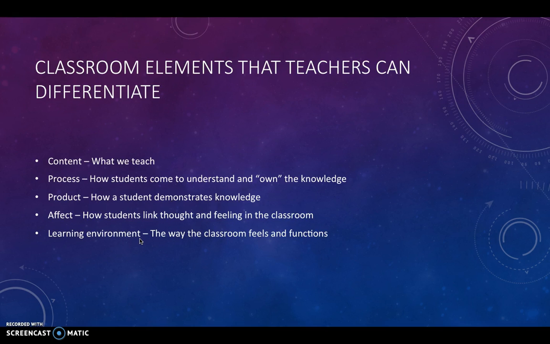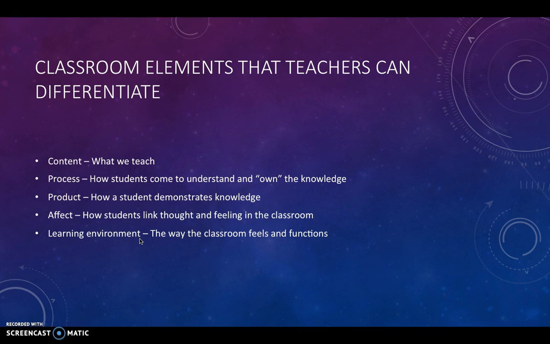But there are also classroom elements that teachers can differentiate in order to match a student's readiness, interest, or learning profile. So we can differentiate the content, or what we teach. We can differentiate the process, or how students come to understand and own the knowledge. We can differentiate the product, or how a student demonstrates knowledge. And you can think about project-based learning with that one. There are different products that come out of a project-based learning experience that students create. Maybe you give them an option or opportunities to create different types of products based on their readiness or their interest or their learning profile.